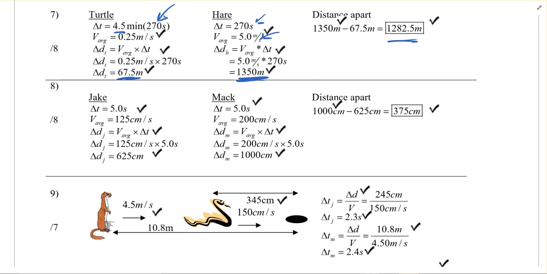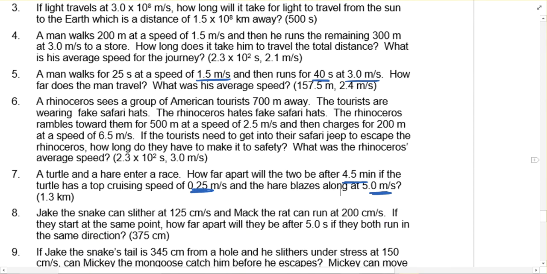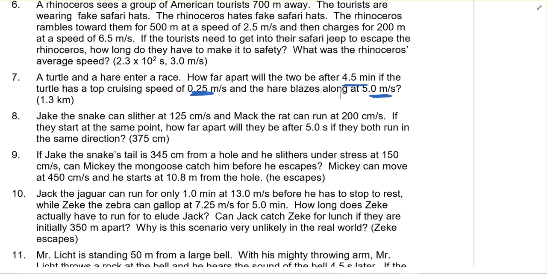So number 8, Jake and Mac. Yeah, Jake the snake. Jake can slither at 125 centimeters a second. Mac, the rat, can run at 200 centimeters a second. If they start at the same point, how far apart will they be after 5 seconds if they both run in the same direction? One thing to notice here is that it says centimeters per second and centimeters per second. We can actually leave this one in centimeters per second if we want to. We can do everything we want to. We just need to know that the answer we're going to get out of this will be in centimeters. But that's fine. That's the answer they give us here too.